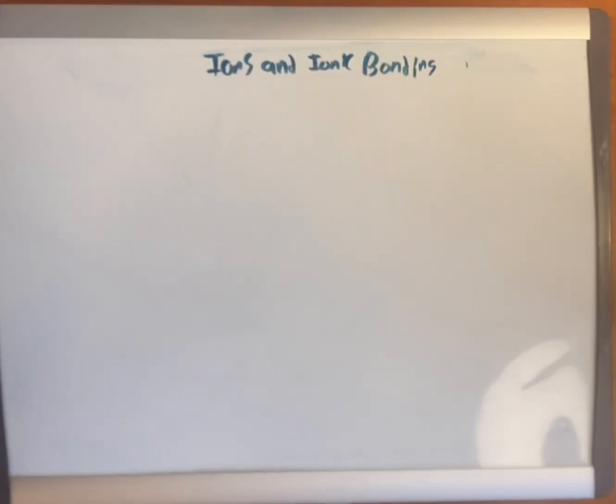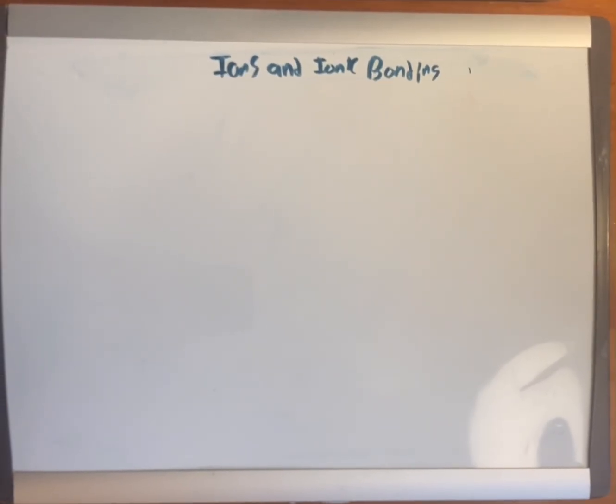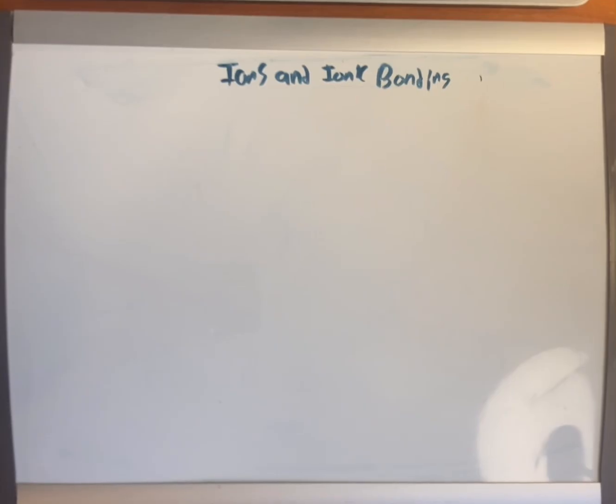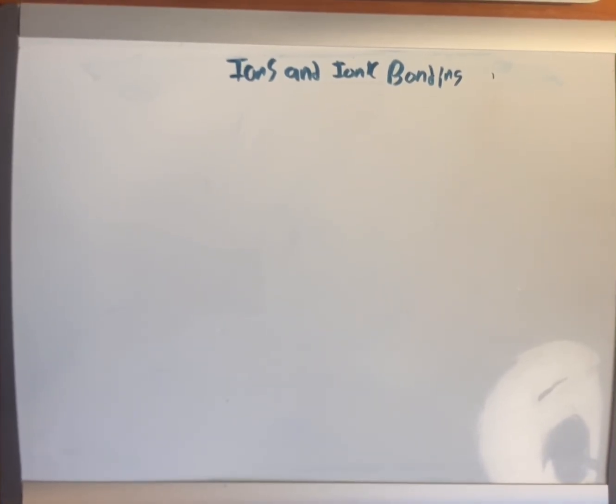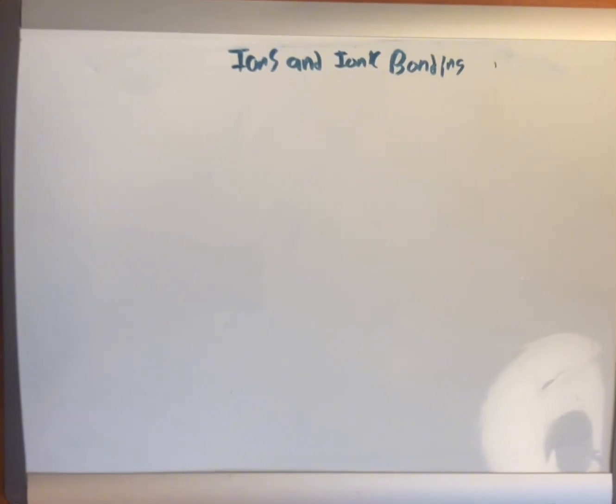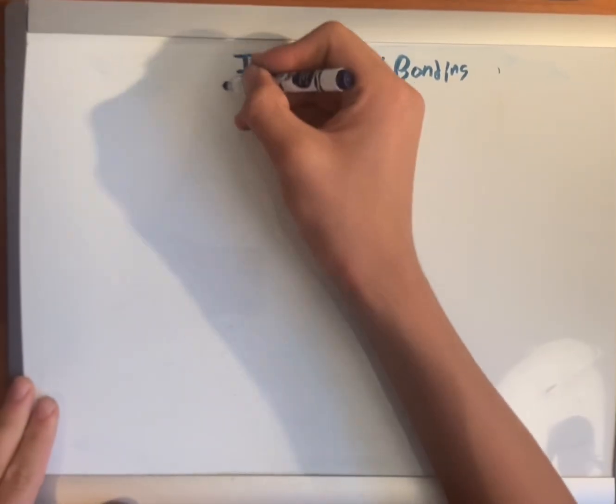Hi everyone, today we are going to learn about ions and ionic bonding, which is one of the most important concepts in chemistry. By the end of this lesson, you'll understand what ions are, how they form, and how they combine to make ionic compounds like table salt.